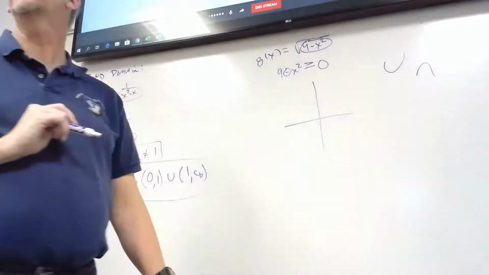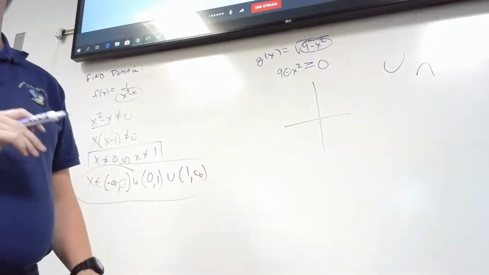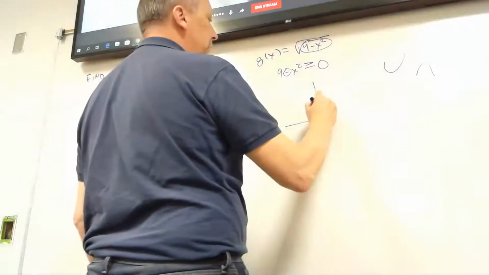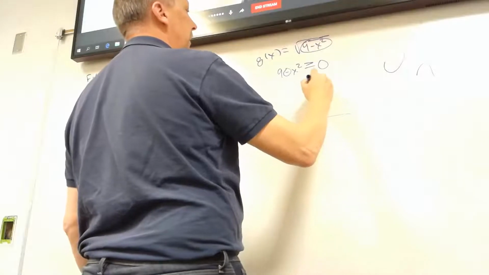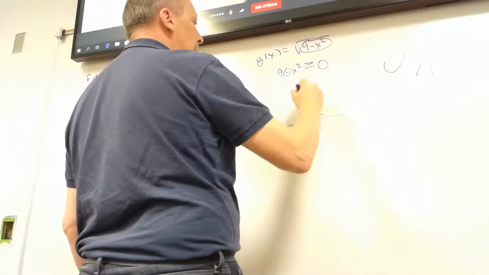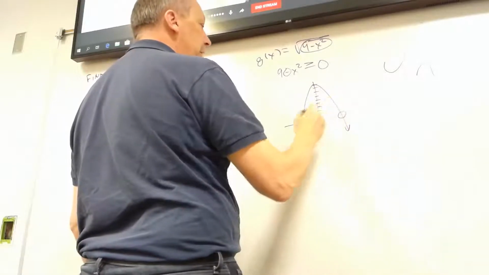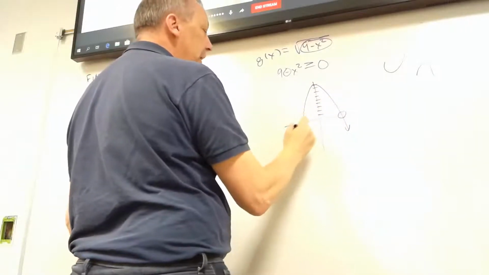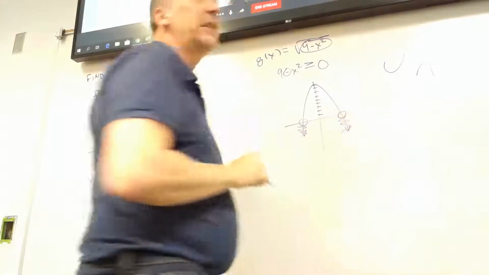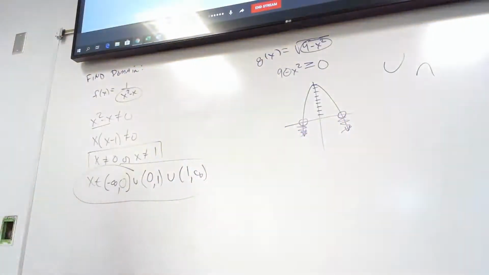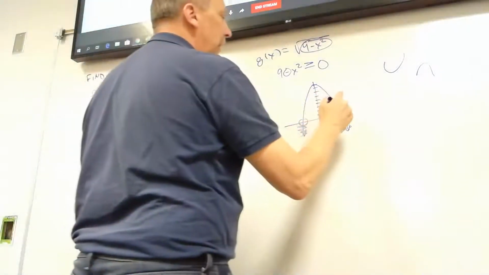And how high is it going to go? It's going to go up to 9. 1, 2, 3, 4, 5, 6, 7, 8, 9. It's going to open down like this, right? Now we've got to figure out what those 2 points are, because none of this will work, because that's going to be negative, right? So how do we find these 2 values here?